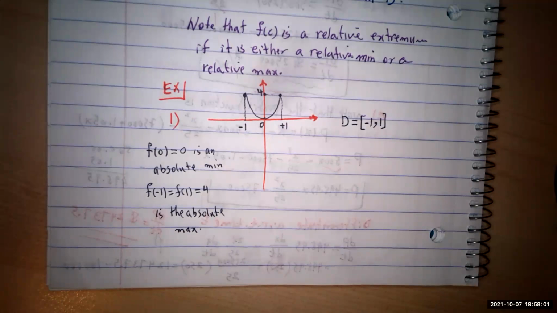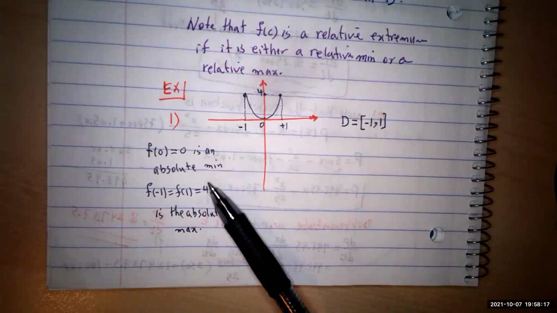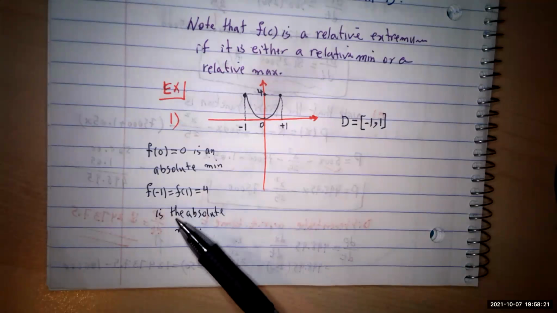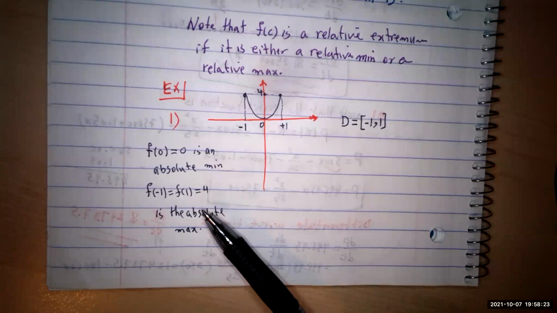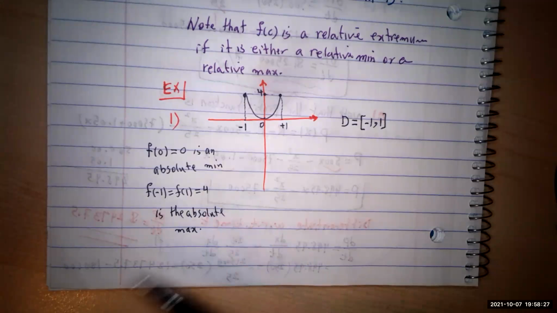Again, the value is important. You may get it at different points. It's like minimum wage. You get the minimum wage, that's the formula. You see the $15, for example. But how many people can get that $15? Quite a lot. So the value is important for us. So in this case, 0 is the absolute minimum, and the 4 is going to be the absolute maximum for this function.